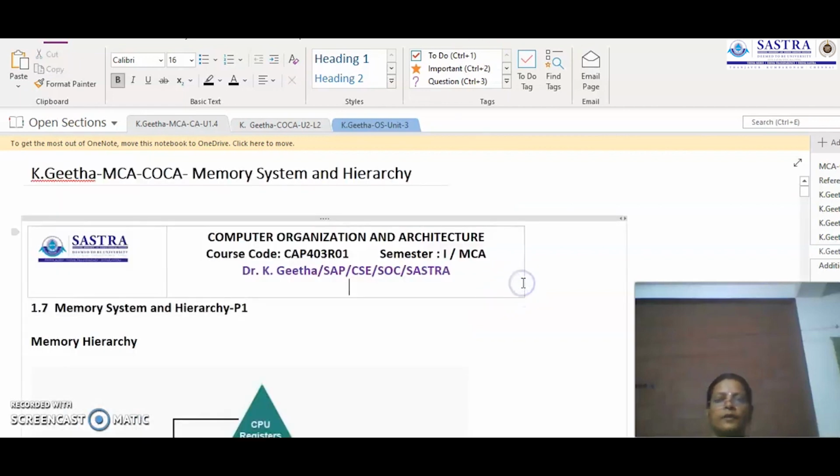Hello everyone. So in this session, we are just going to discuss the memory system and hierarchy. How this memory system is organized, what are the different levels of memory, why we offer memory at different levels, what is the hierarchy to be followed, the different classification of the memory, and salient characteristics of the memory. So like this, we will be discussing various concepts related to memory.